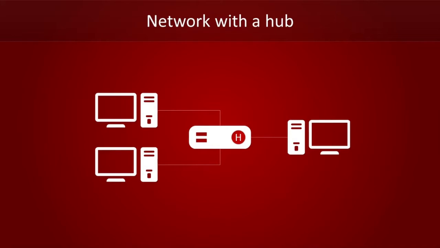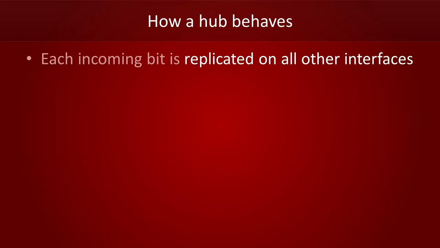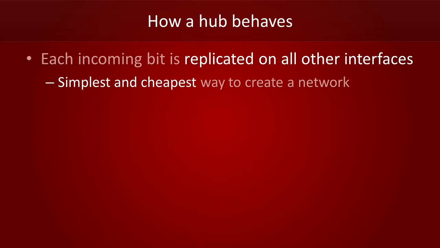A hub doesn't know anything about packets, and it doesn't bother figuring out who is supposed to receive the data. No, it just spams everyone. The receiver will get the message, and the other hosts will ignore packets if the receiver field doesn't match their own address. Not bad for a glorified bit cloning machine. Alright, so every incoming bit is replicated on all other interfaces. That's a fairly simple and cheap way to create a network.